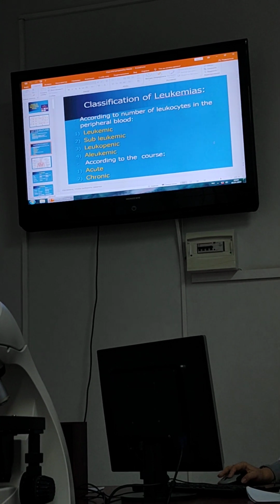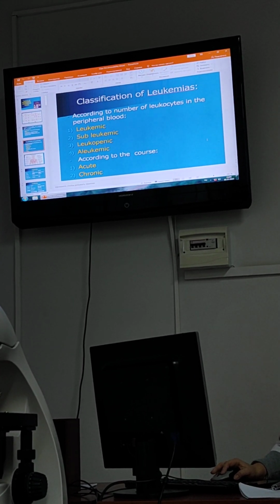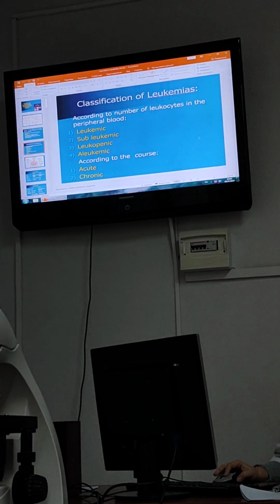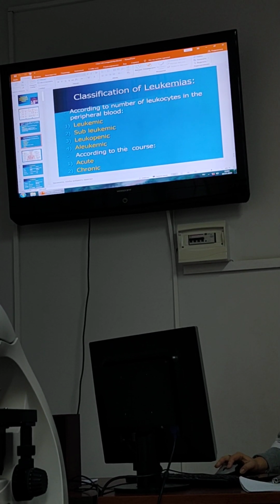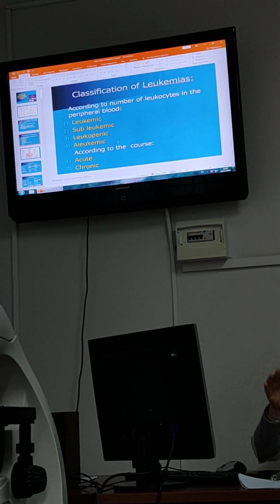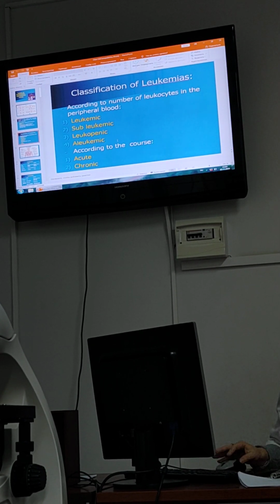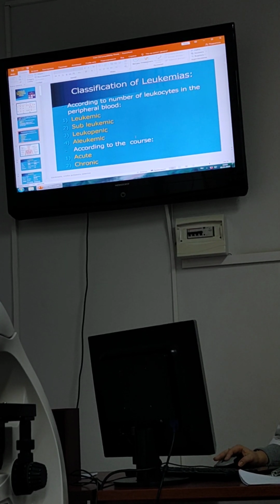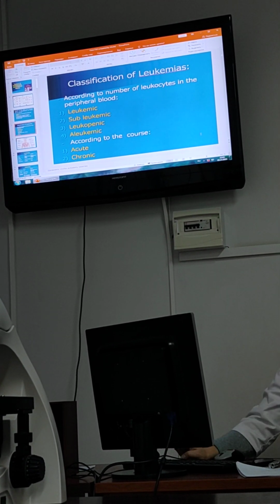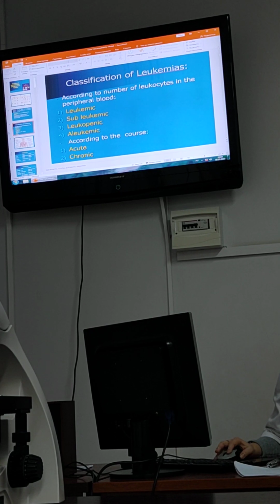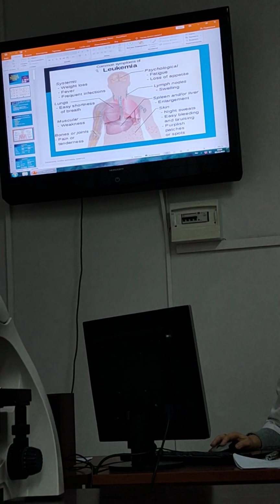Absent tumor cells in the peripheral blood, and tumor cells present in the bone marrow, and the number of general leukocytes is severely, significantly reduced. Some question: significantly reduced.